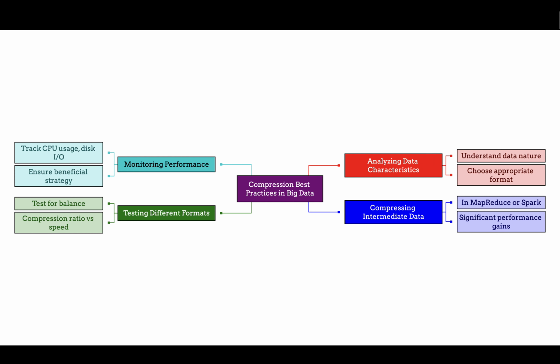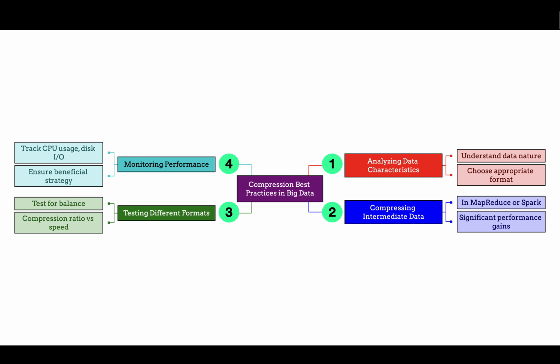Compression best practices in big data. 1. Analyzing data characteristics. Understanding the nature of the data, for example, text, binary, structured, unstructured, is key to choosing the appropriate compression format. 2. Compressing intermediate data. In processing frameworks like MapReduce or Spark, compressing intermediate data can lead to significant performance gains. 3. Testing different formats. It's advisable to test different compression formats to find the right balance between compression ratio and the speed of compression and decompression for your specific use case.